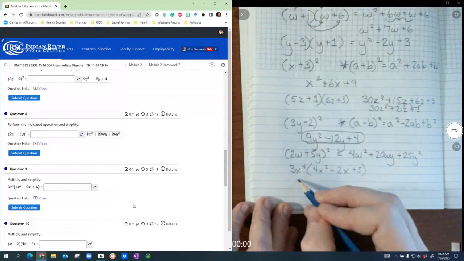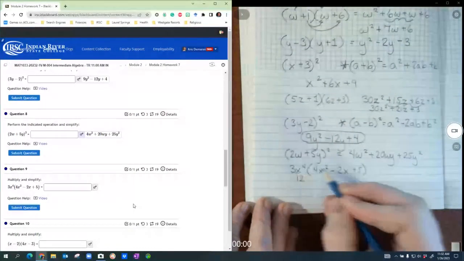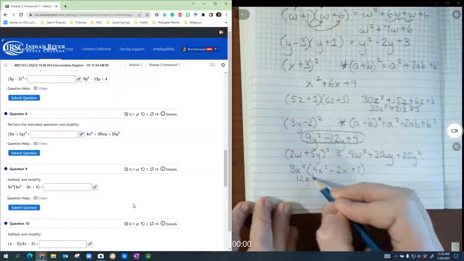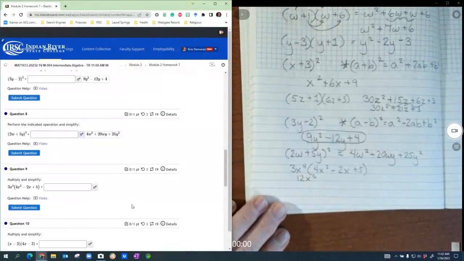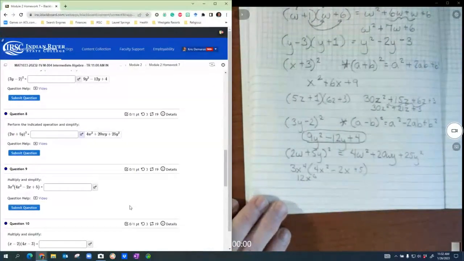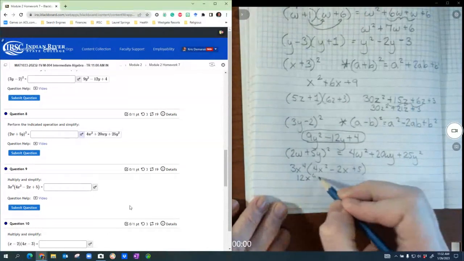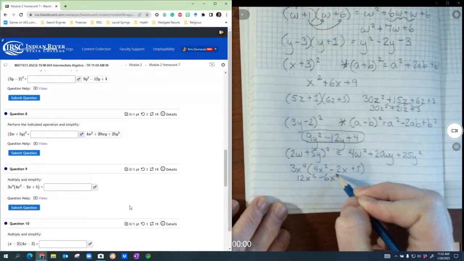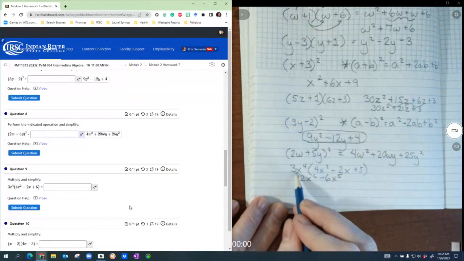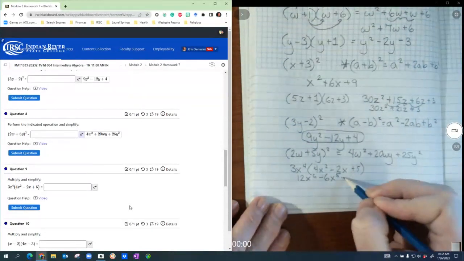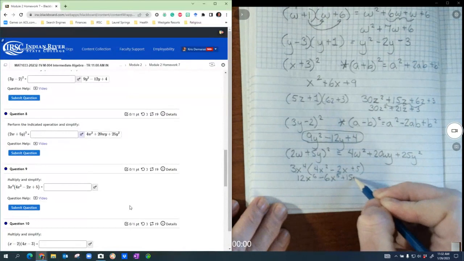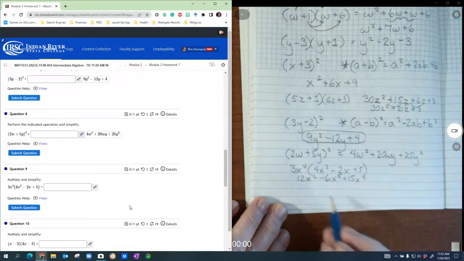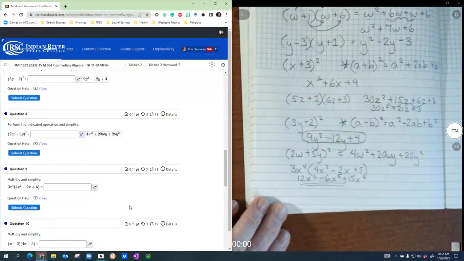The distributive property, I'm going to get 12, that's 3 times 4, then the x to the 6th. And then I'm going to go ahead and multiply the 3 times the negative 2, get negative 6, x to the 5th. And then I'm going to go ahead and do 3 times 5 is 15, and then x to the 4th. And there's our answer. All right.